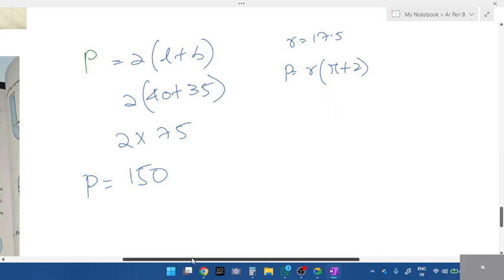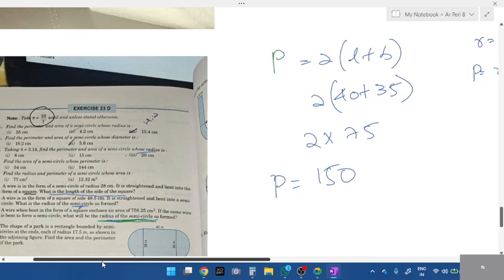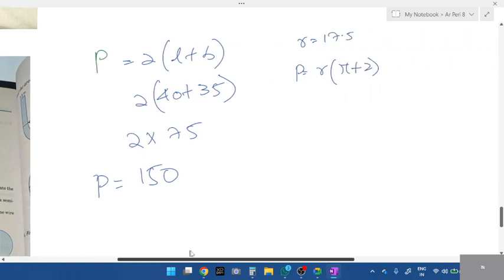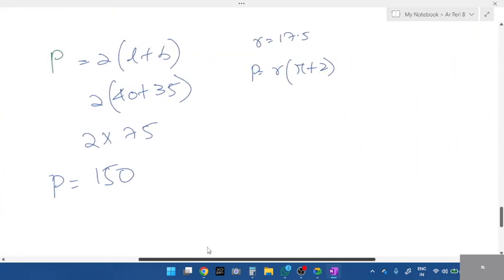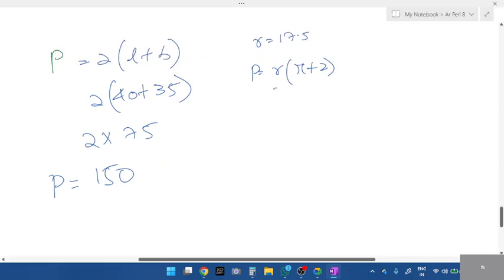Okay, let me quickly check. Perimeter is 35 or what? 35. 35 plus 40 is 75. 150. This is fine. 17.5. Okay, so radius is 17. Perimeter is equal to 2πr, I'll take it as 22 by 7.